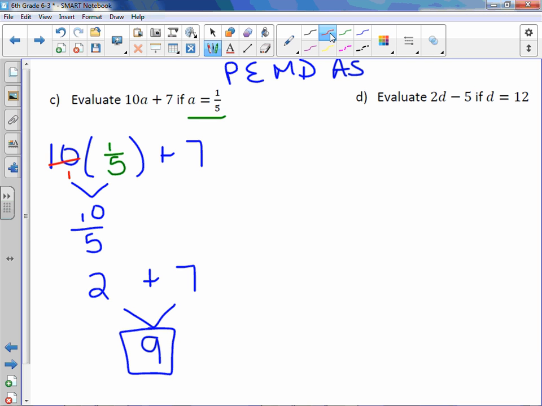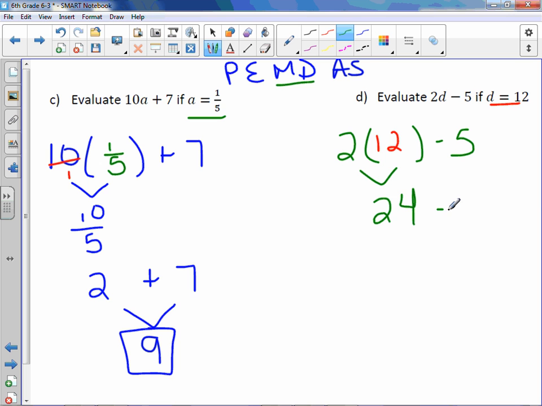Letter D. Evaluate 2d minus 5 if d equals 12. So 2 times 12 minus 5. It looks like the first thing we have is our multiplication or division. So 2 times 12 is 24. Bring down the minus 5. And 24 minus 5 is 19.